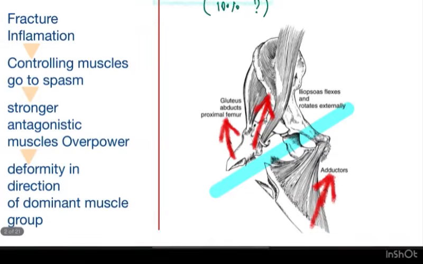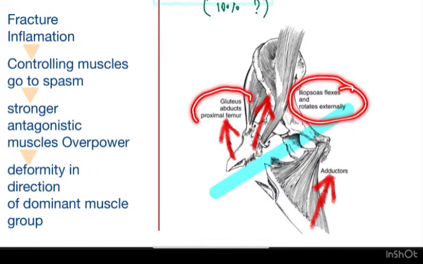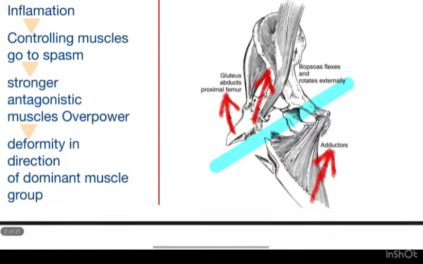So to start with, before learning what is traction, we should know what are the deformities. Now in any limb, if there is a fracture or inflammation, the controlling muscles around the limb go into spasm. The stronger antagonistic muscle will overpower and there will be a deformity in the direction of the dominant muscle group. As evident in this picture, this is a subtrochanteric fracture showing the proximal fragment is going into flexion and abduction due to iliopsoas and glutei, and the distal fragment is going into adduction due to adductors. So there will be shortening, external rotation and adduction of the distal fragment, whereas the proximal fragment will be in flexion and abduction. So with this, let's dive into the concept of traction.